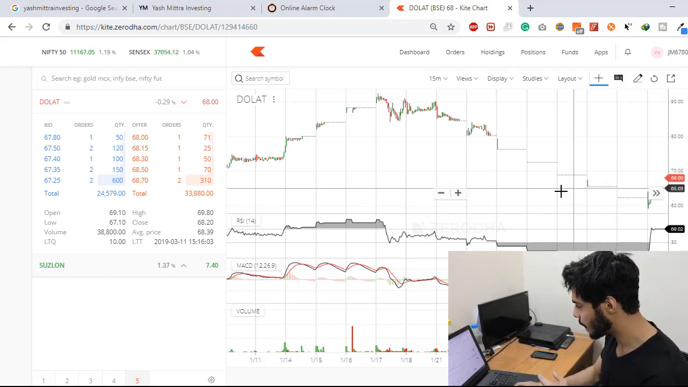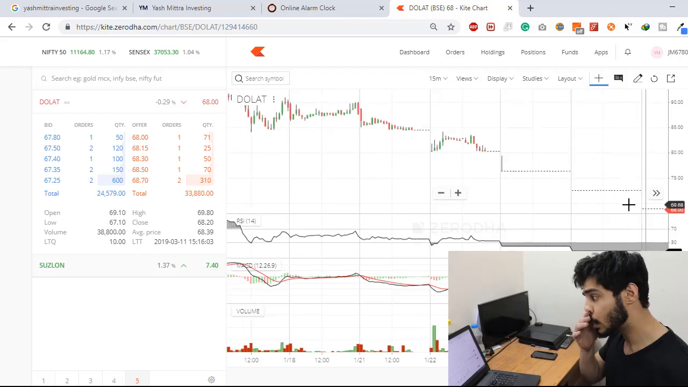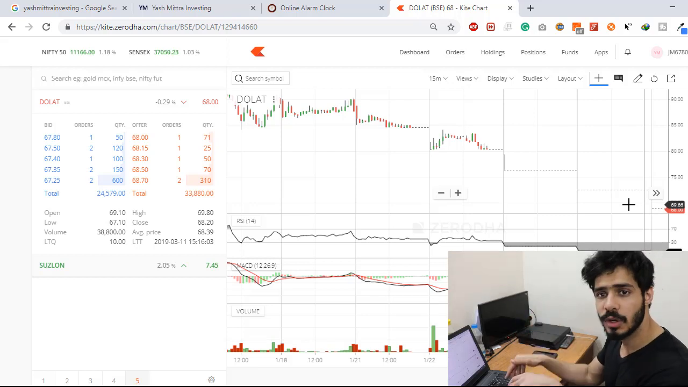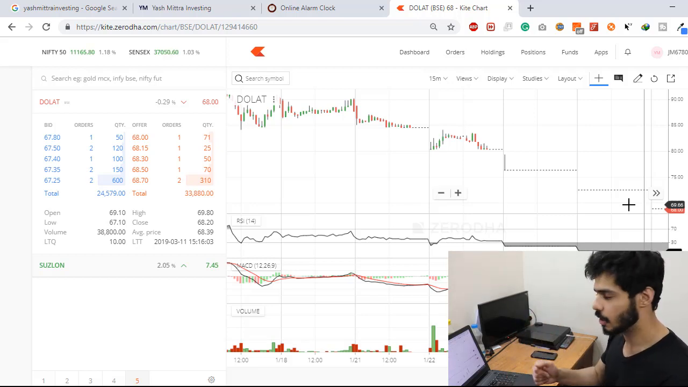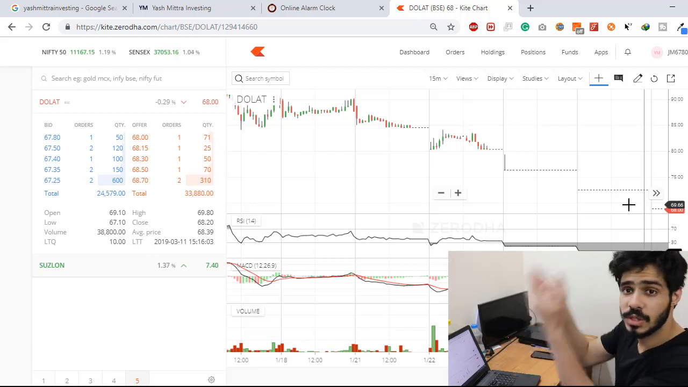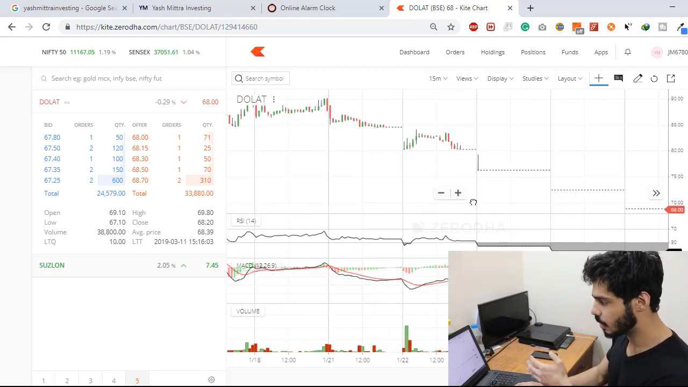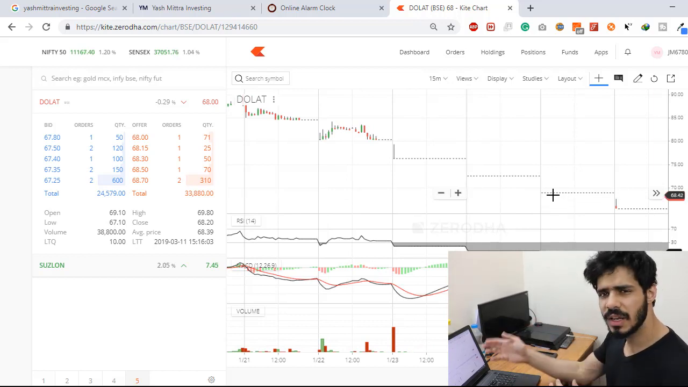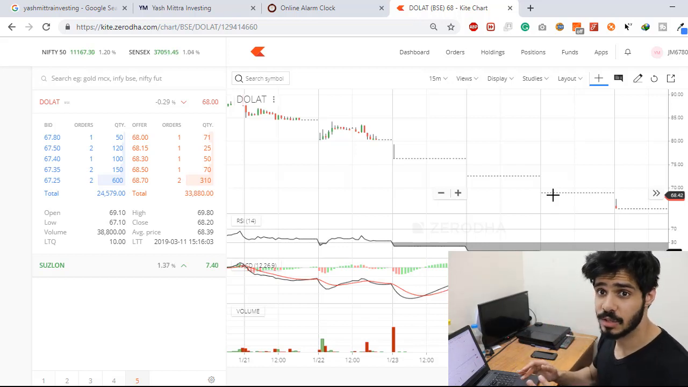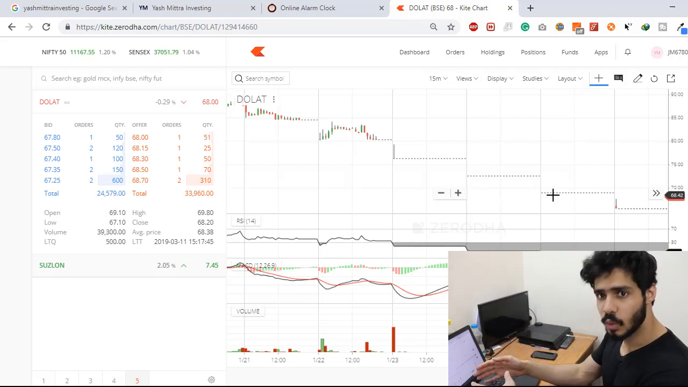Every day it's going down, down, down, hitting the circuit limit. If you do not know the circuit limit, don't worry about it. Basically, it's just the upper and lower level limit: the share cannot fall beyond the lower circuit level price, and the upper circuit level price is the price after which it cannot go further up. Every day you can see it's going down and down, and no one is trading. Mostly the volume is very low on these days, about 10k or 20k, and everyone wants to sell the share at this point.